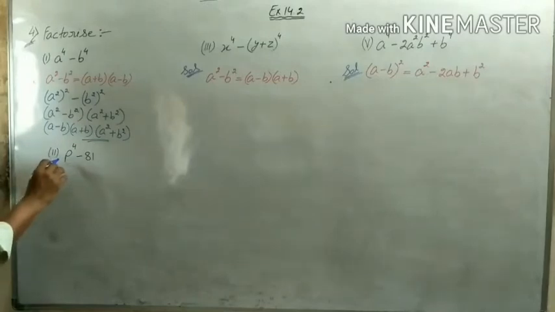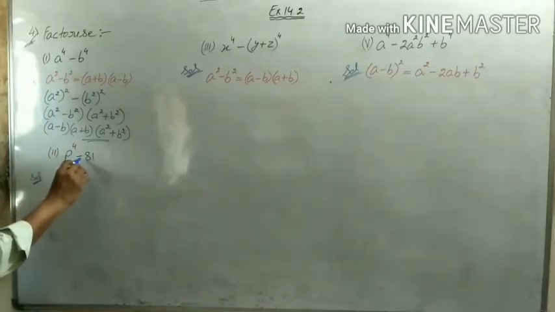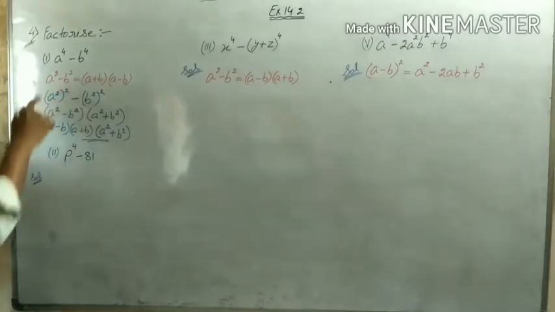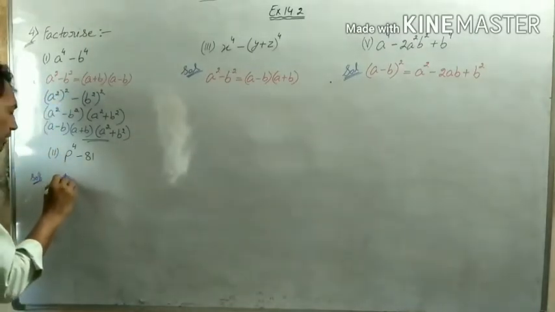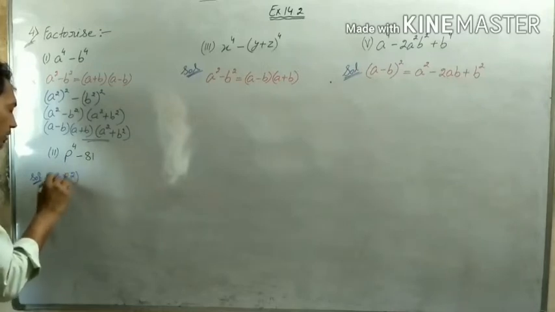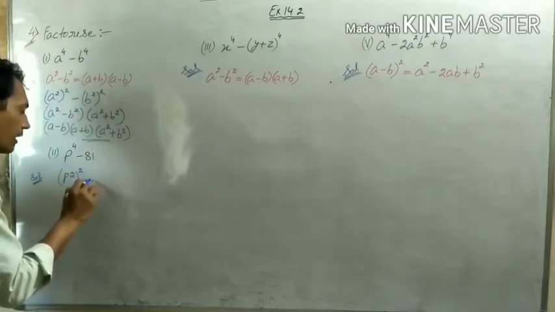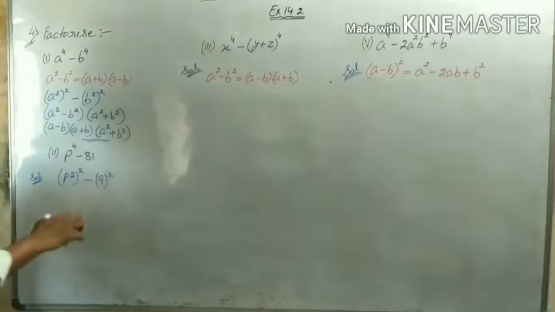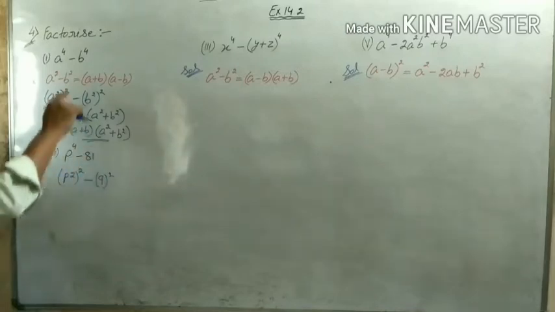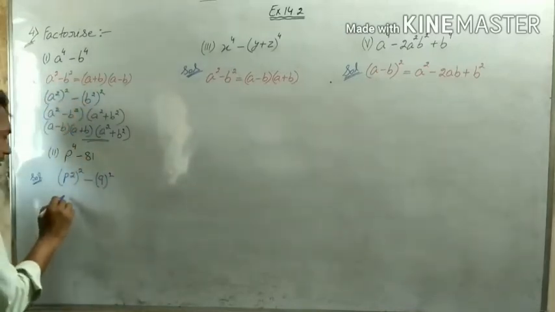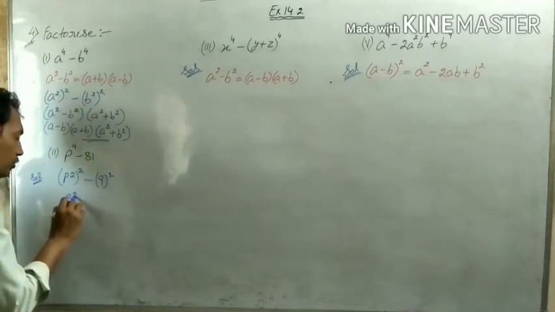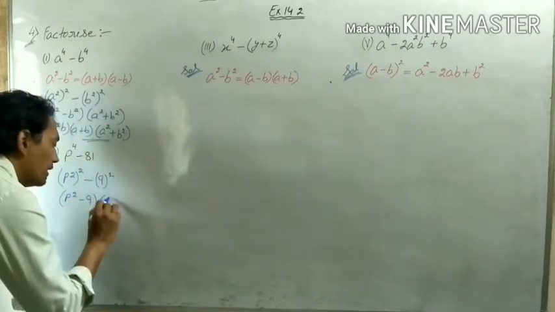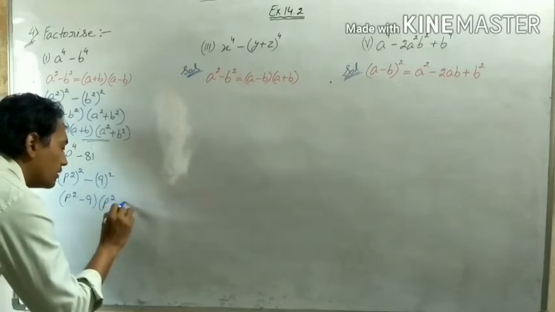Now here the second question, we have p raised to 4 minus 81. This can be modified. Again we have to use the same identity, but we need to modify here. We can write p raised to 4 as p square whole square, minus 81 can be written as 9 whole square. So this is like a square minus b square. Using the same identity we can write it like this: p square minus 9 into p square plus 9.